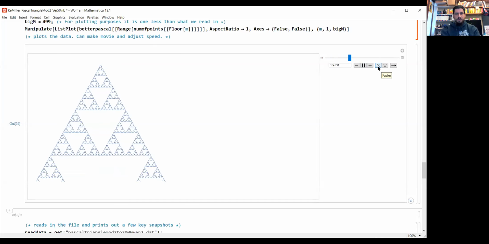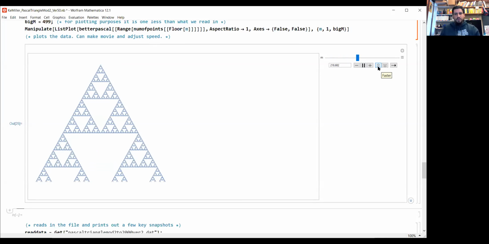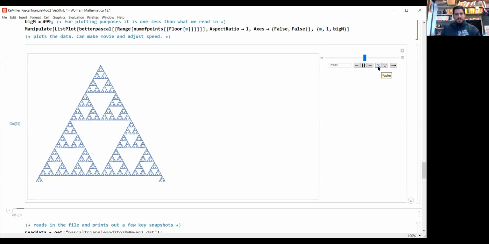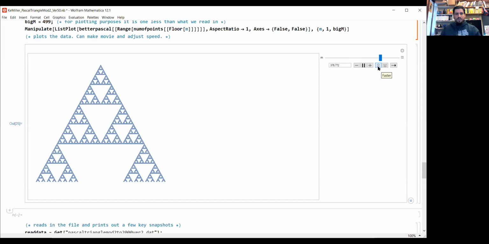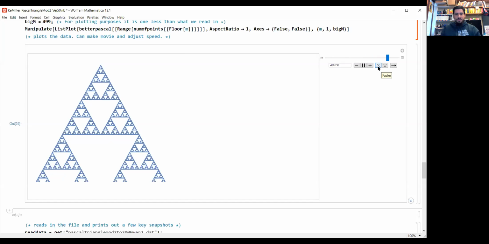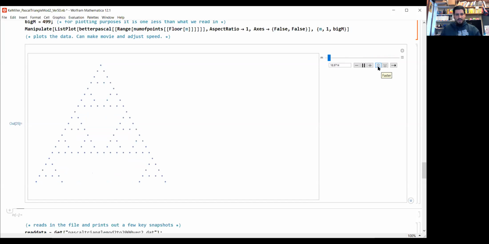And you can see this incredible self-similarity. There's a beautiful fractal structure here. This is the Sierpinski triangle. It has a non-integral dimension. There's a lot of wonderful results. And so if you've never seen this before, it's just a nice, fun little application to see.